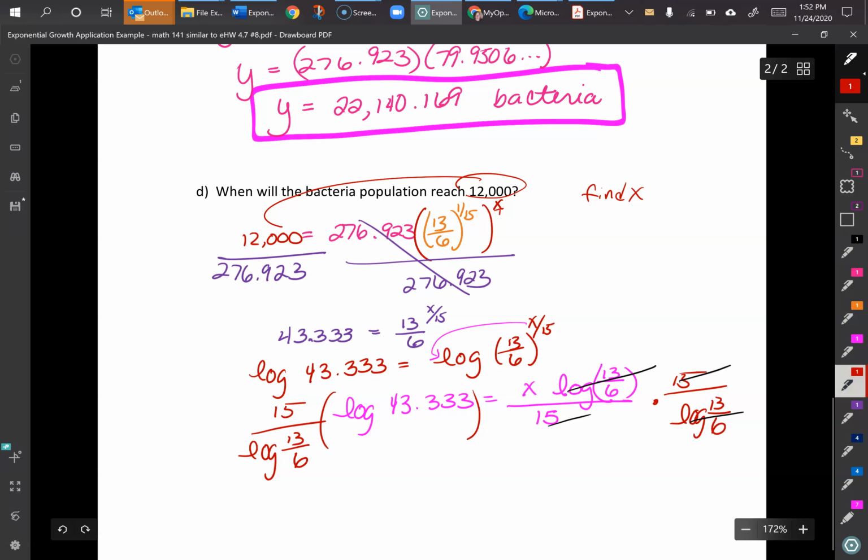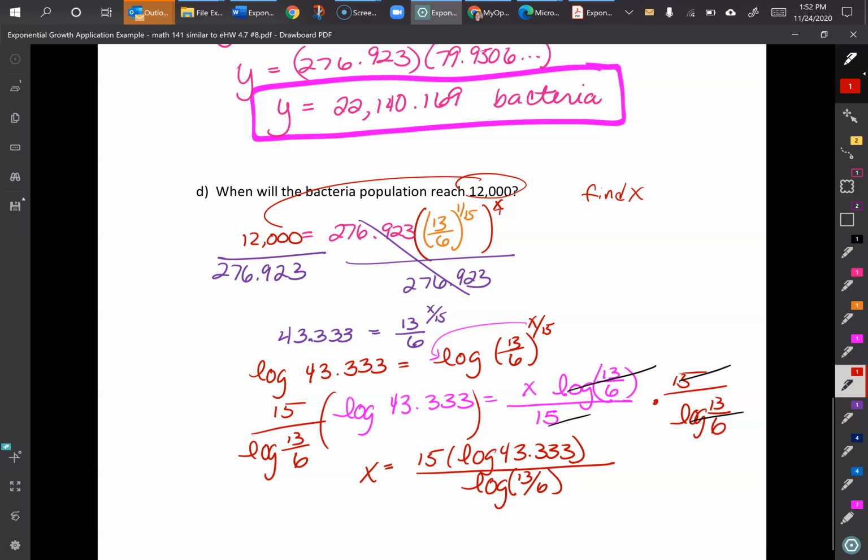And you end up with x equals 15 times log 43.333 over log 13 over 6. I'm writing all of this out so that you can see what I'm doing, but you can actually just keep it in your calculator. It's probably easier. And then it approximates 73.11764 minutes.